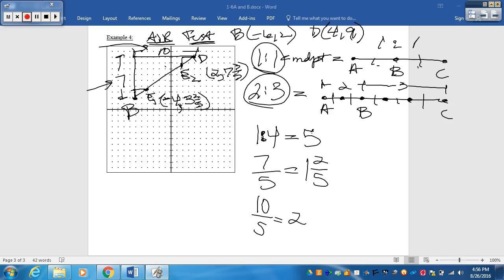A good follow-up question would be something like this. What if it's not 1 to 4 and we just use this 5? What if it's 2 to 3? Well, you just continue on in that same manner. So you just do 2 parts. So I would go up, let's see here, 1 and 2/5 over 2. Go up 1 and 2/5.